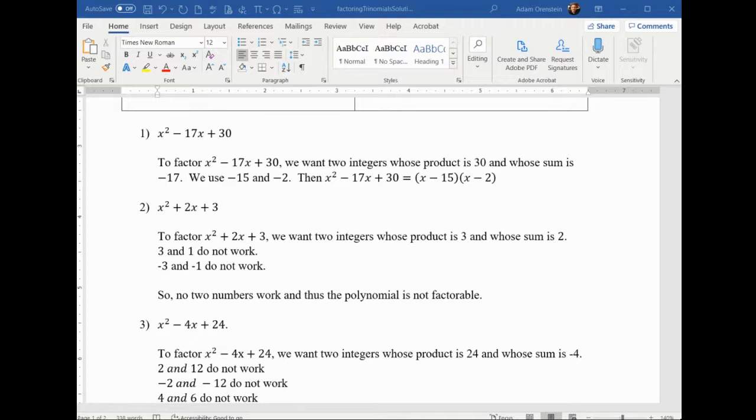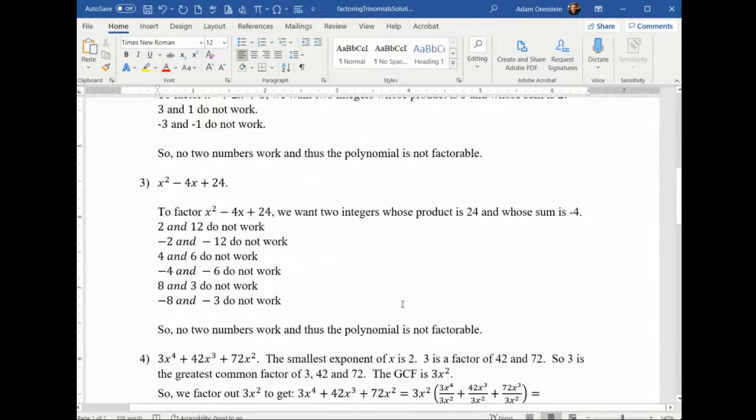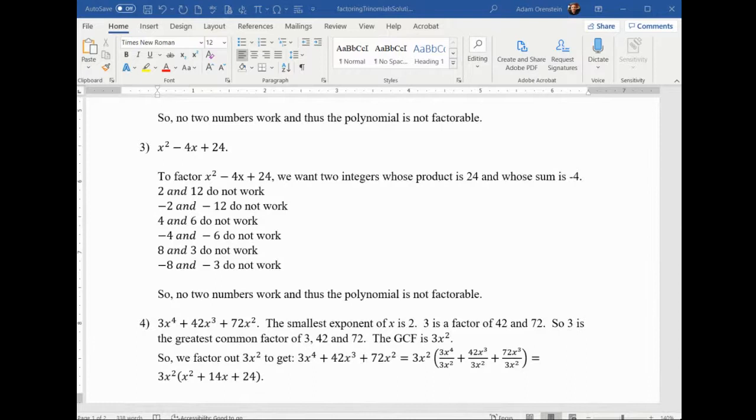For the next one below it, x squared minus 4x plus 24, same idea, right? We want two numbers whose product is 24 and the sum is negative 4. Two integers whose product is 24 and the sum is negative 4. Well, what about 2 and 12? That doesn't work, right? Their sum is 14, not negative 4. Same thing with negative 2 and negative 12. That doesn't work either.